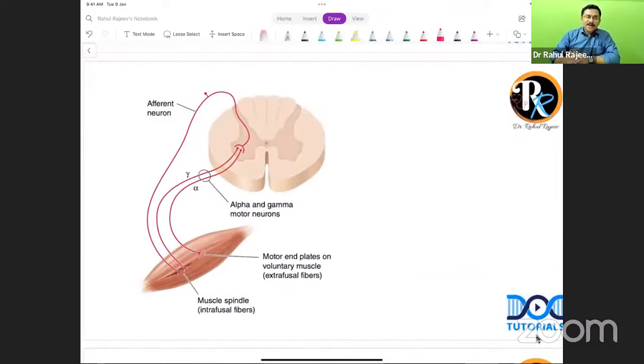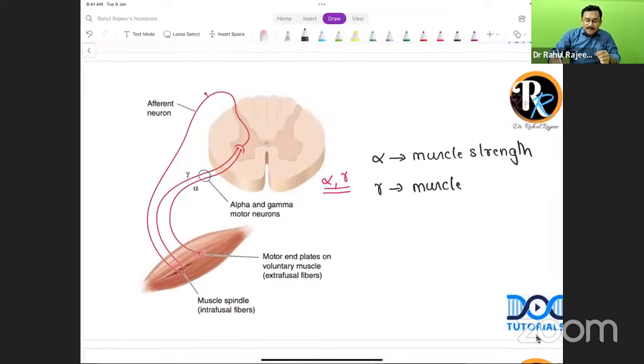My dear students, what are the lower motor neurons you are aware of? You've got the alpha motor neuron and the gamma motor neuron. So why do you have two motor neurons? Why alpha and gamma? Why not just one motor neuron? They subserve different functions. Alpha is mainly concerned with the muscle strength, and gamma is mainly concerned with muscle tone.